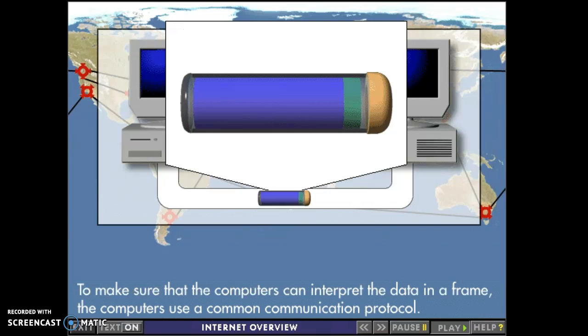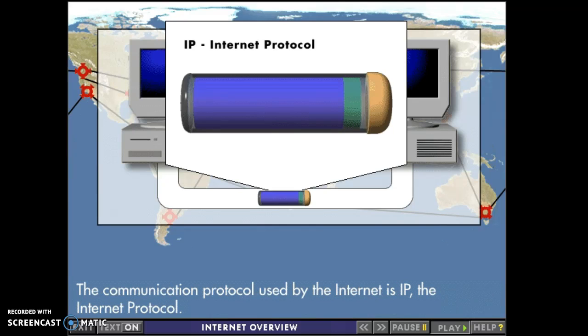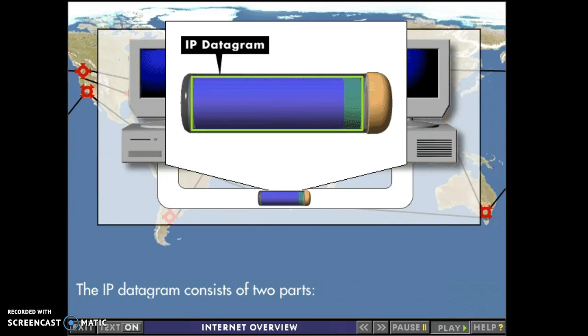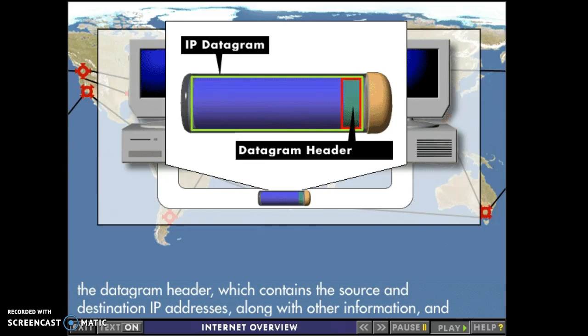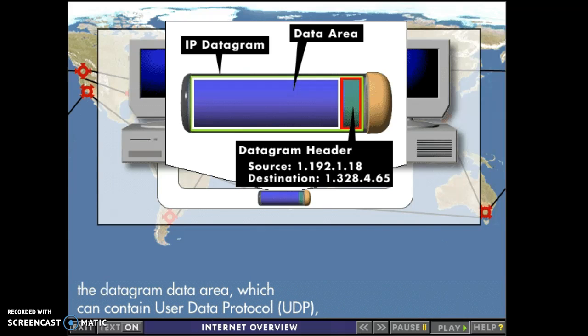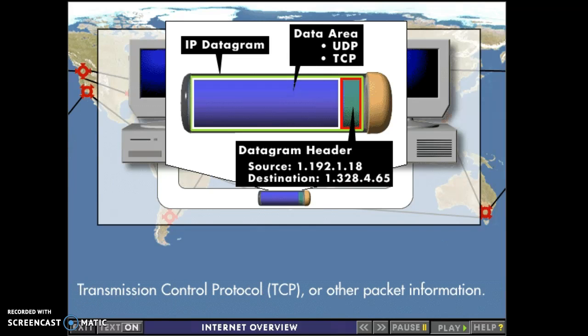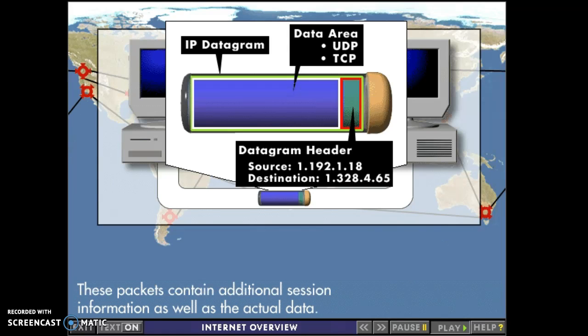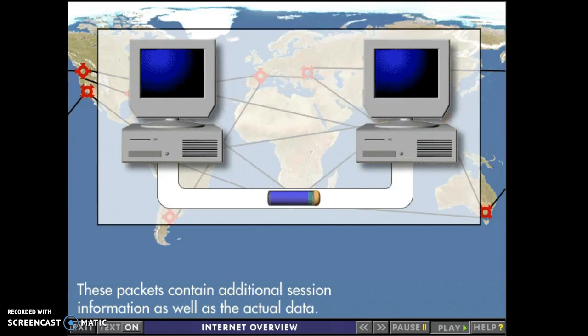To make sure that the computers can interpret the data in a frame, the computers use a common communication protocol. The communication protocol used by the Internet is IP, the Internet Protocol. The IP datagram consists of two parts. The datagram header, which contains the source and destination IP addresses, along with other information, and the datagram data area, which can contain user datagram protocol, UDP, transmission control protocol, TCP, or other packet information. These packets contain additional session information as well as the actual data.